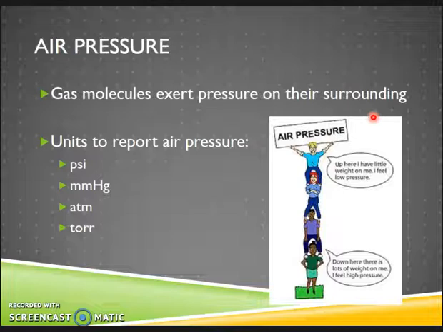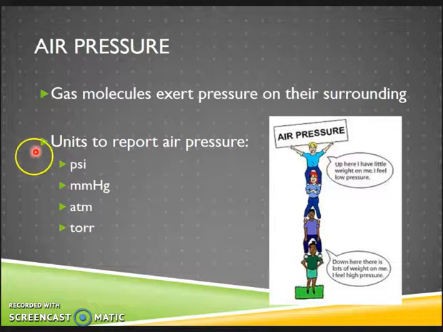So air pressure can come in different forms, high or low air pressure, and they come in different units. You'll see it measured as PSI, which stands for pounds per square inch. You often see this one on your bicycle tires or your car tires.